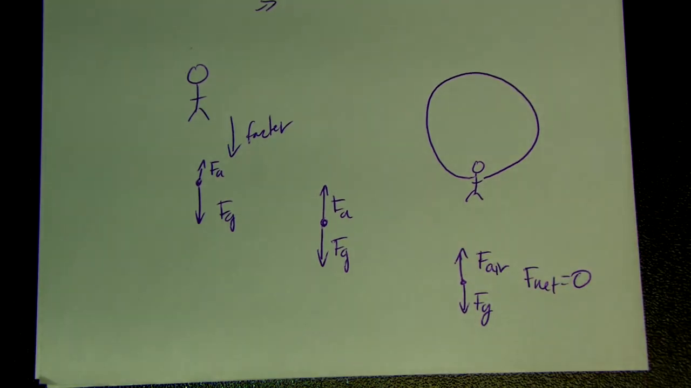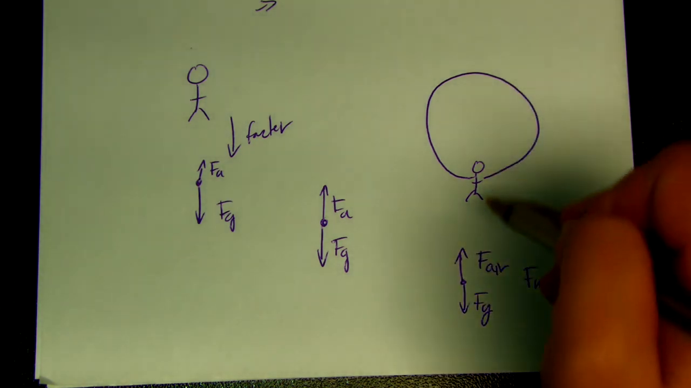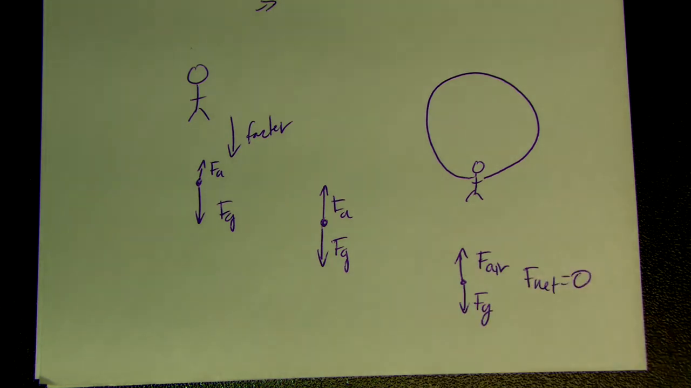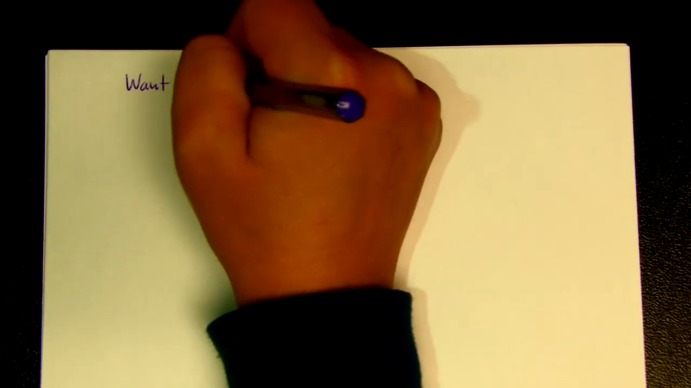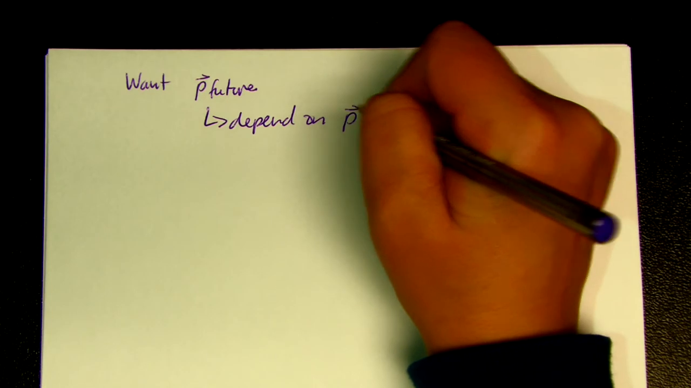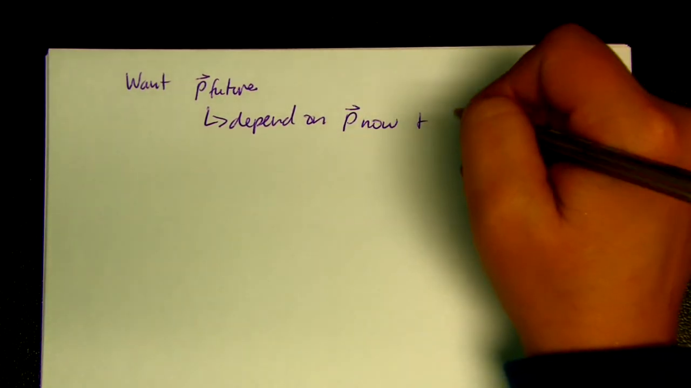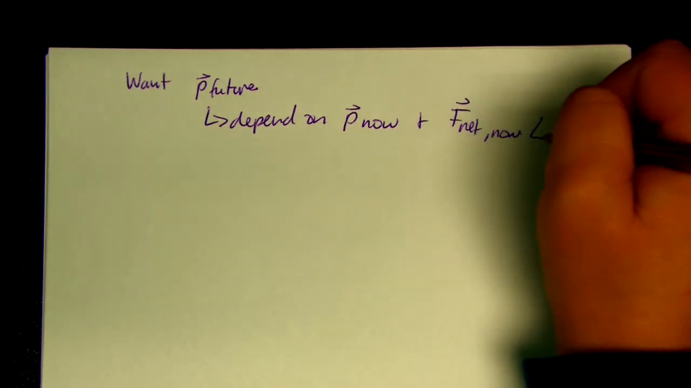So what exactly is going to happen next? Would the parachuter float without moving up or down? Would they continue to fall faster and faster, or would they fall at constant speed? Well, let's reason through this using the momentum principle. What we're after is future momentum, and we know that this will depend on the momentum of the now and the net force of the now times delta t.